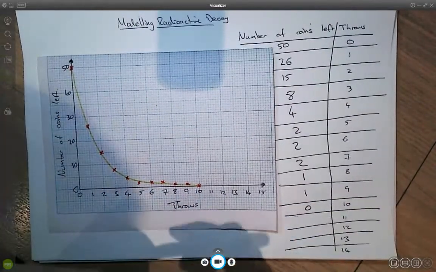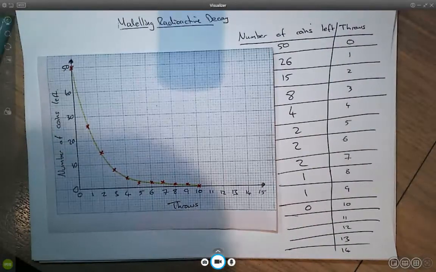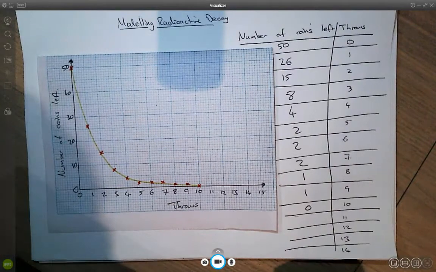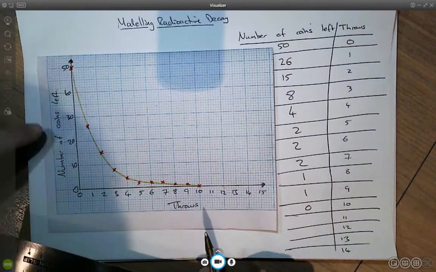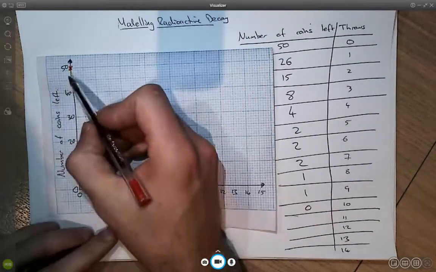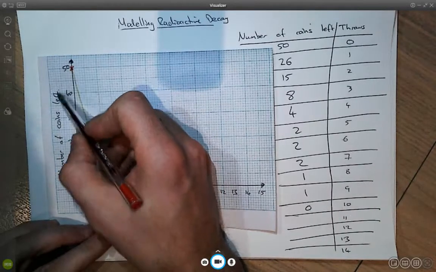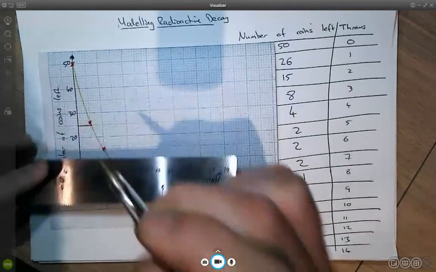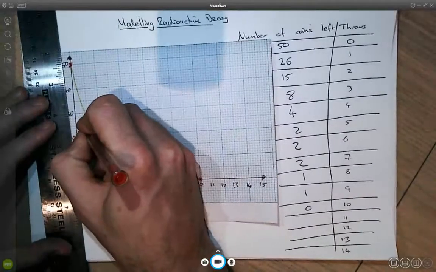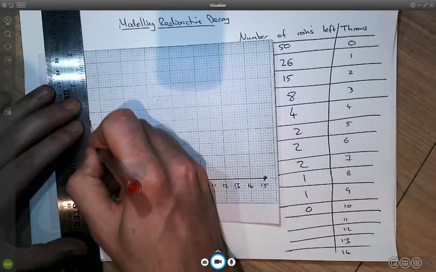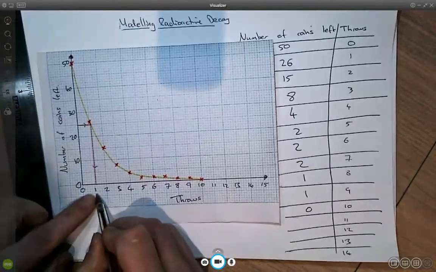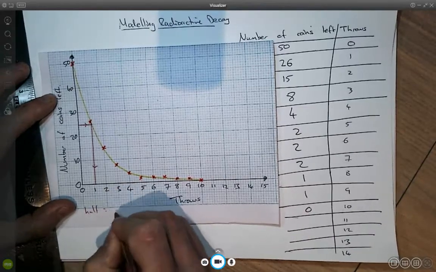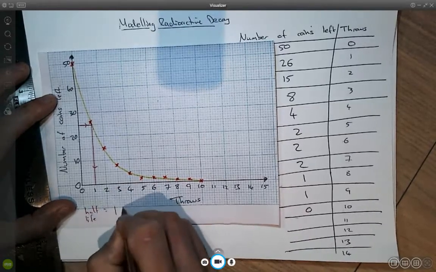And what I can use this line for is to work out the half-life, the time it takes for half of the coins to turn up heads and be removed. To do that, I'm going to start at 50. I'm going to halve it because then I'm removing half of my coins. And I'm going to go across and go down to see what my half-life is, and I can see my half-life equals 1 throw.